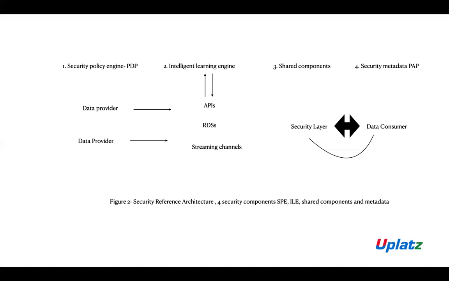So step one is the providing of the data. Data providers provide the input data to the APIs, RDs, RDSs, and streaming channels. This is step one.